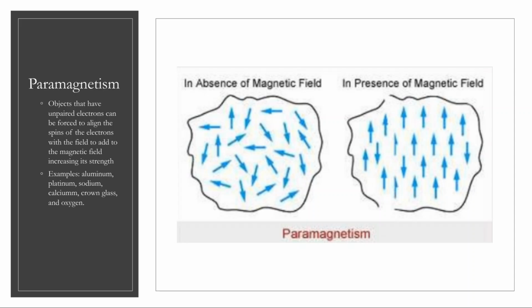In this case, we need to consider the spin of the electron itself. If you learned in chemistry, in your electron orbitals, you get one spin up and one spin down, so the magnetic fields of each of those cancel. But when you have that one extra, that spin can have an effect. And if you can get them all spinning in the same direction, you can make a magnet. All those magnetic fields add together and contribute to it. Some examples of this are aluminum, platinum, sodium, calcium, crown glass, and oxygen.